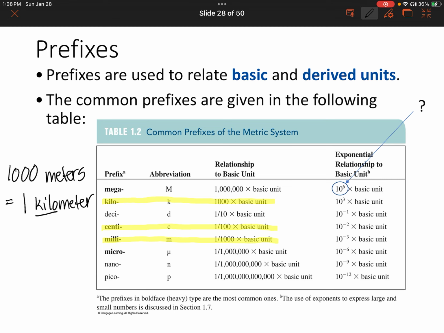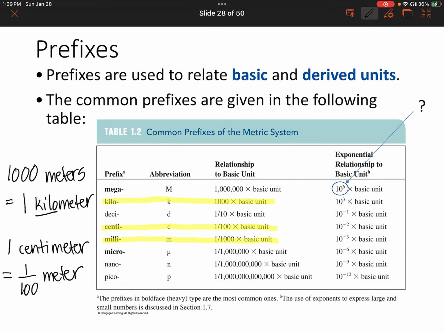Now, the next prefix is deci. We really don't use this at all in this class, so don't worry about that one. But it is equal to 1/10 of something. Centi is equal to 1/100th of something, and you might be familiar with centimeters. So let's say you've measured something to be 1 centimeter long. You could also say that that is 1/100th of a meter. So it is easier to say centimeter than 1/100th of a meter, right? So that's where prefixes do come in handy.